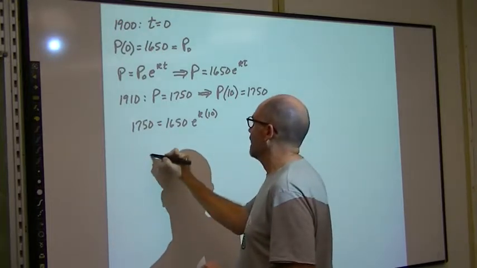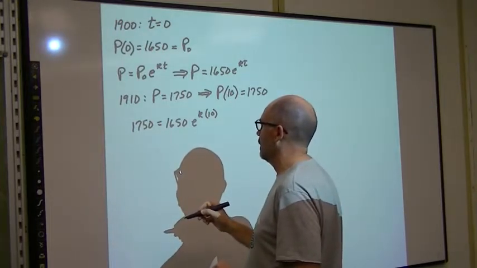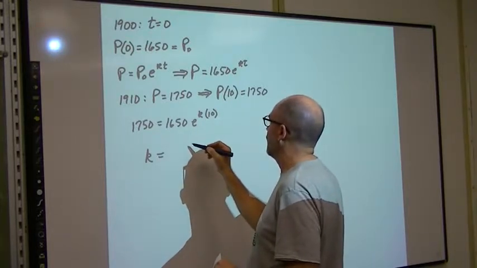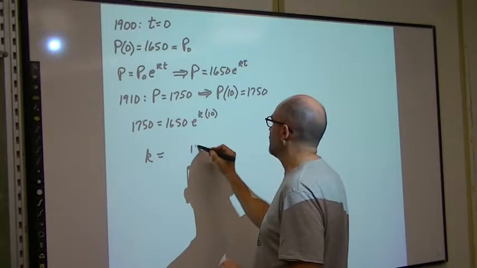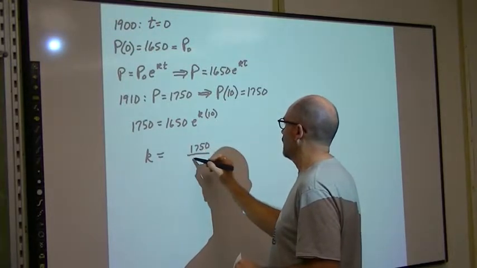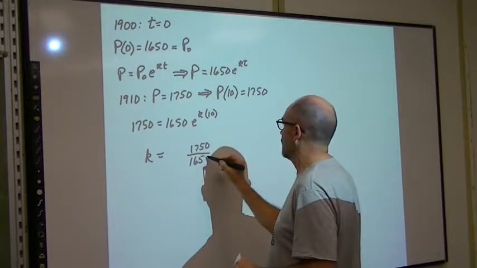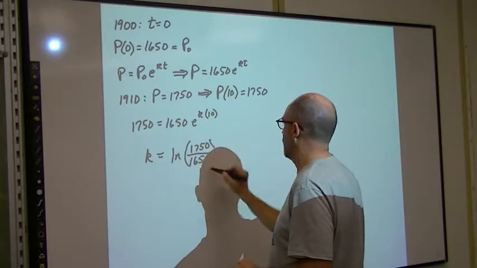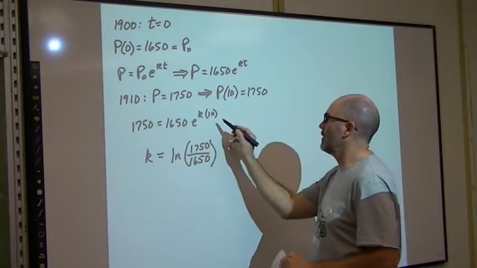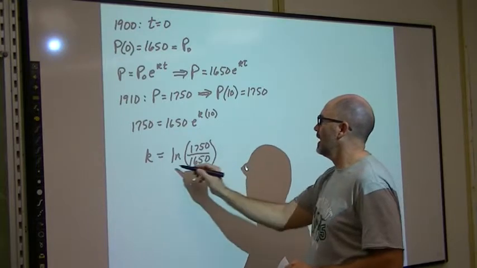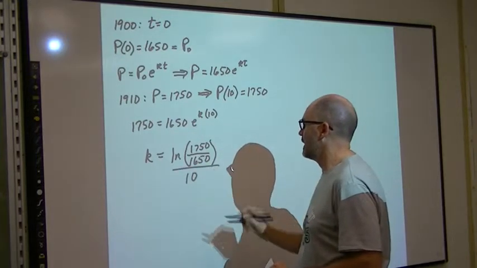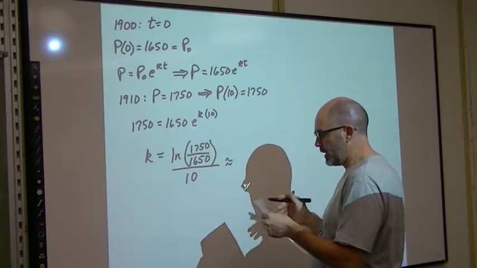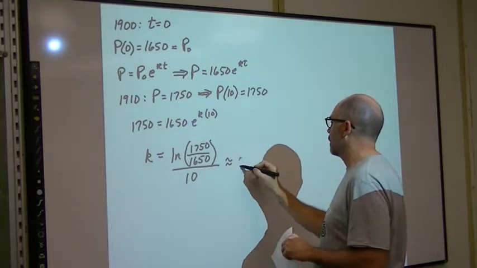So k is going to equal the natural log of 1750 over 1650. So we divide that, with e to the k times 10 equals that, take the natural log of that, and then divide the whole thing by 10. So k will be approximately 0.005884.